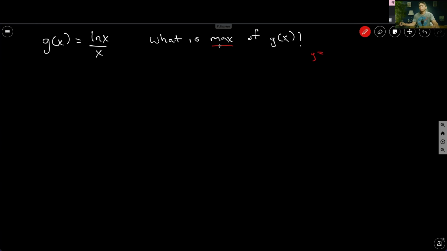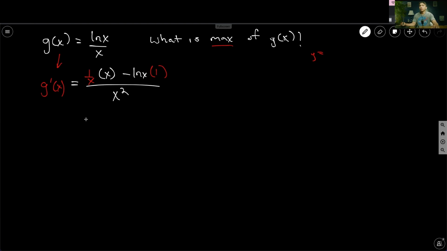And to get the max, we first need to find the derivative and set it equal to 0. So then we need to find what g prime of x is. So g prime of x, in this case, is the quotient rule. So the derivative of the top, ln of x, is just 1 over x times the bottom left alone, minus the top left alone, which is ln of x, times the derivative of the bottom. The derivative of the denominator x is just 1, all divided by x squared.